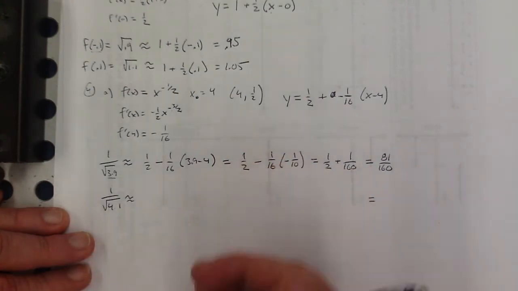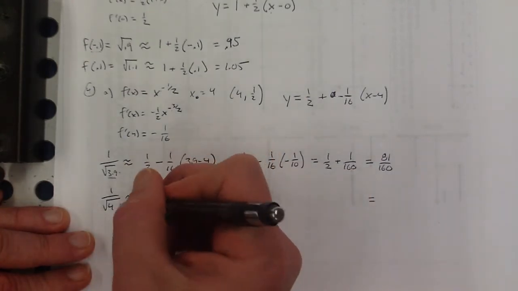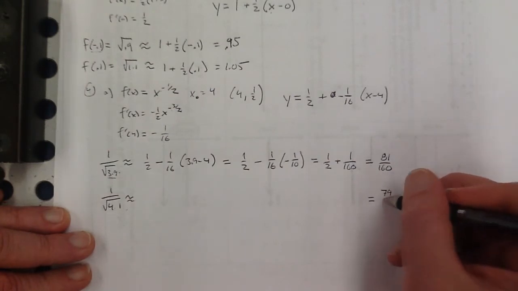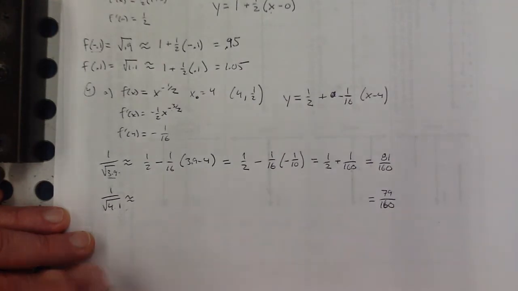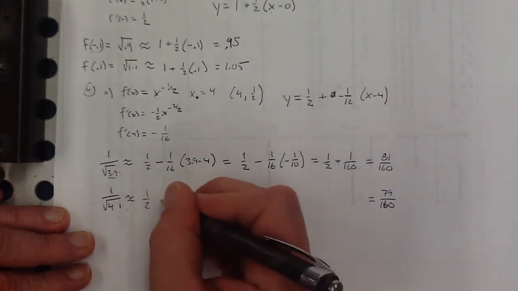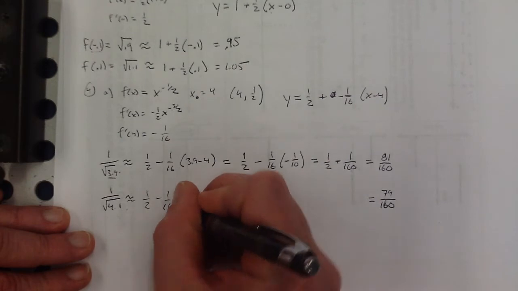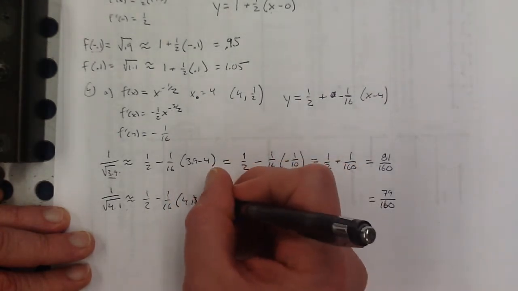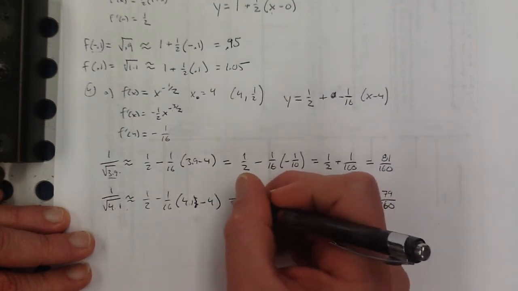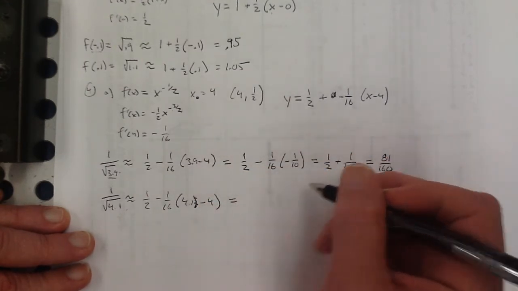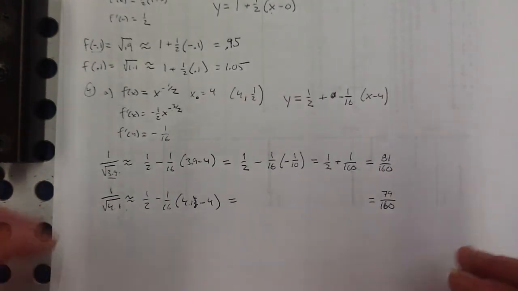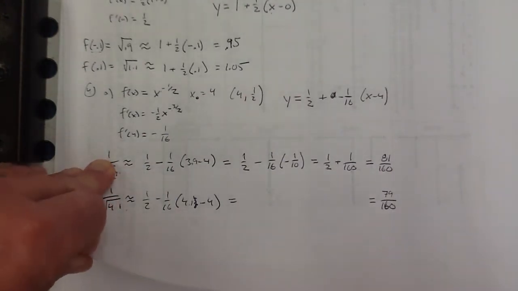I mean, it's a linear approximation, so if we're wiggling the same amount on the other side, then it's going to wiggle the same amount on the other side from the 1/2, right? You could write out all the work. 1/2 minus 1/16 times 4.1 minus 4, and then that's just going to be plus 1/10, and so on and so on. Right? And then you can make the graph. I'm going to leave that for you to do on this one.